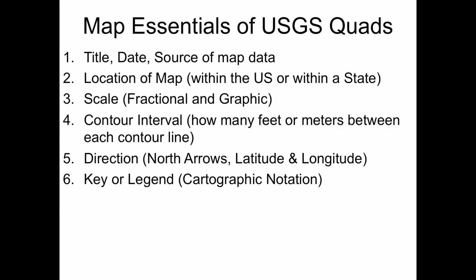There should be some key or legend noting what the colors and the symbols that are used on the map actually mean as far as land features. Sometimes this is called cartographic notation, but generally we refer to it as a key or a legend. The type of projection, and we have already learned about projection in our lecture class, is also listed on the map itself.